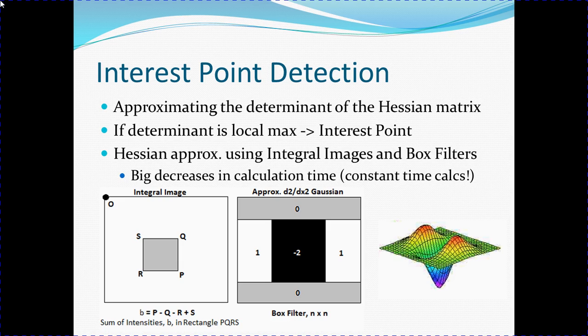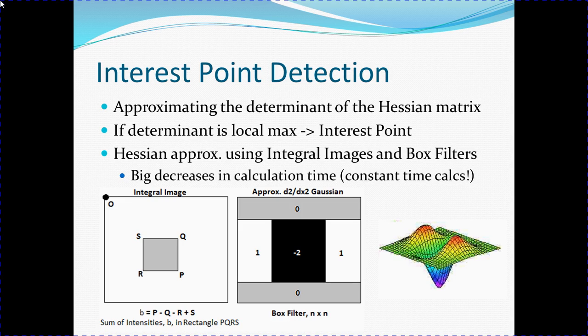So the first step is interest point detection. The detection of interest points is based on approximating the determinant of the Hessian matrix, which is used to create a blob map at different scales over the images. Blob structures are then marked where the determinant is the maximum.